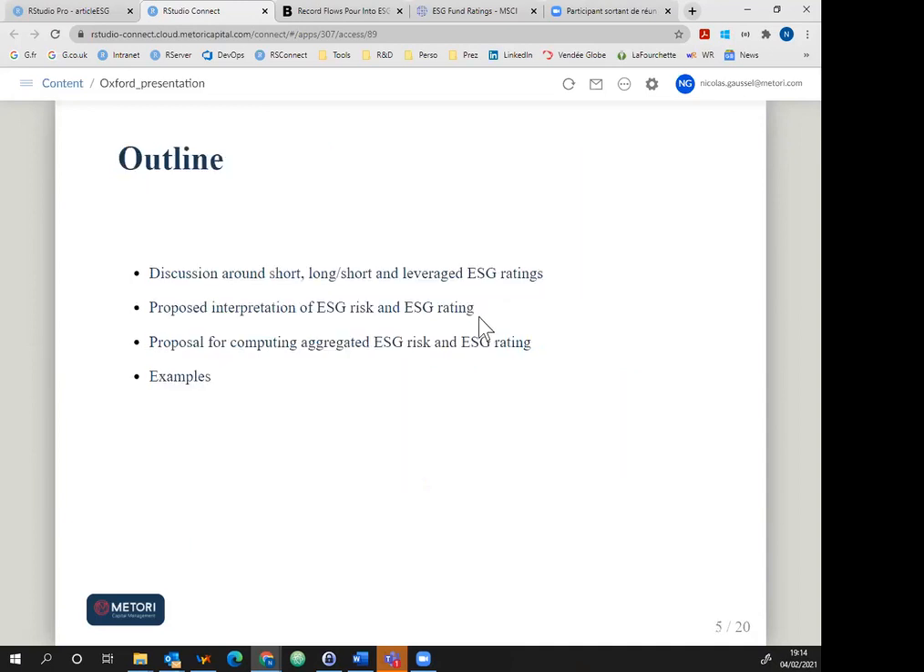So in the sequel, what I will first discuss, I would say, qualitatively, is about long, short, leverage. I mean, what we can say, or what could be the different approaches. Then I will propose a differentiation between ESG risk and ESG rating, so to differentiate two concepts. And then a proposal for computing aggregated ESG risk and ESG rating for basically whatever portfolio. And I will give an example with our own fund, since we have the transparency on it.